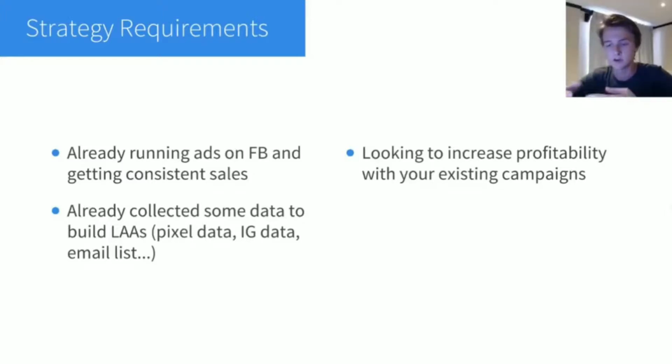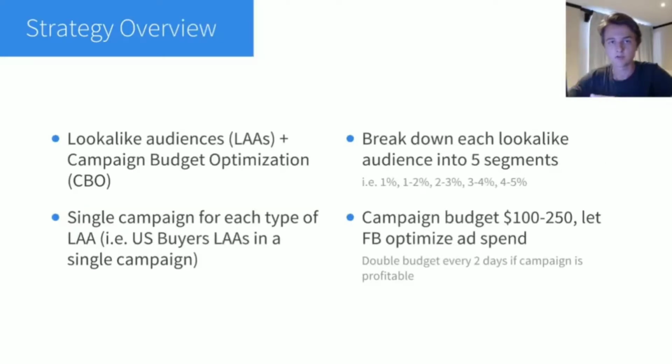Another requirement is that you already have some data to work with and to build lookalike audiences from. So pixel data, Instagram data, an email list, whatever. This exact strategy uses lookalike audiences, so you're going to need to have data to work with. And the last requirement is that you're looking to increase your profitability within your existing campaigns. So if you meet all those requirements, then you can start testing this strategy, and it should work well for you. I'm going to give you guys a quick overview of the strategy, and then I'm going to show you how I would actually implement this in practice.